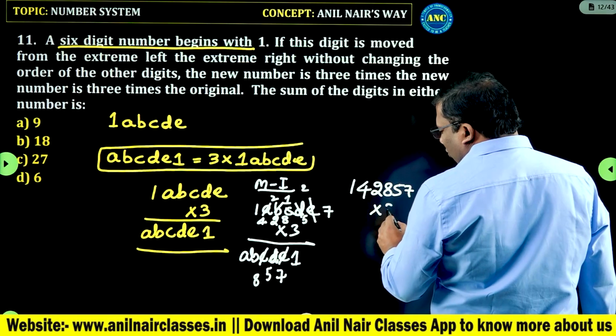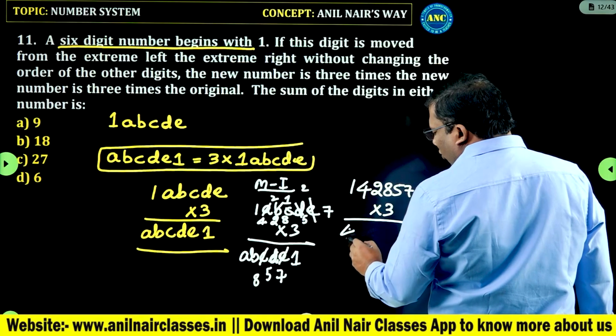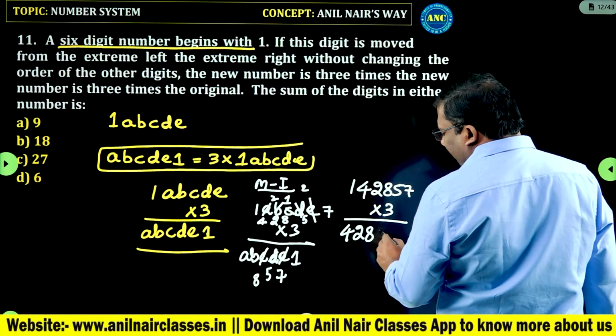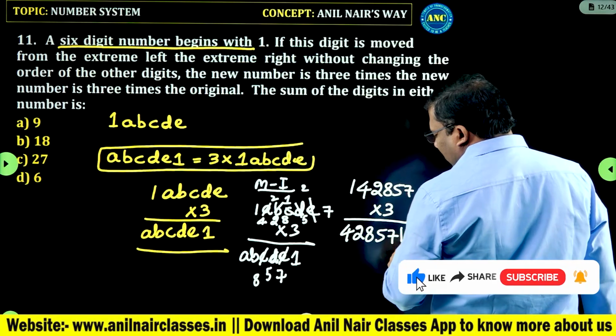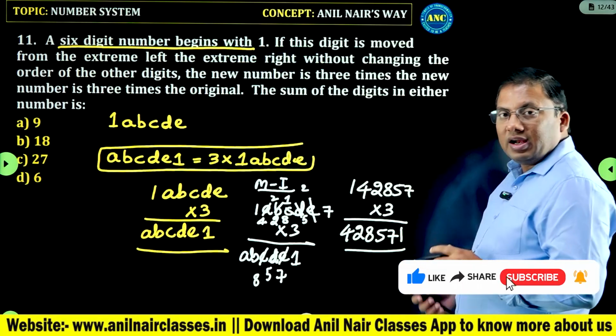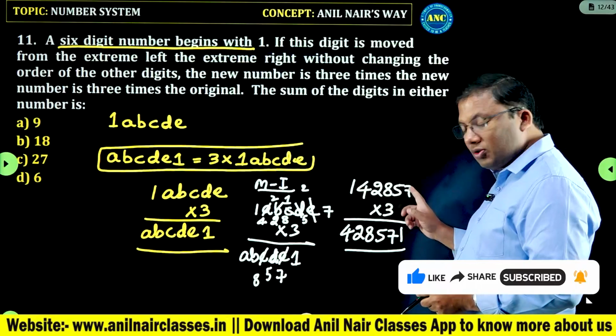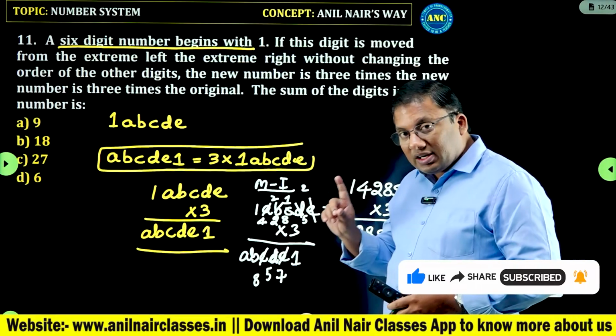142857 into 3, I will get 428571. This is the number. The leftmost one is becoming the rightmost one. Again, I am explaining. Listen carefully.